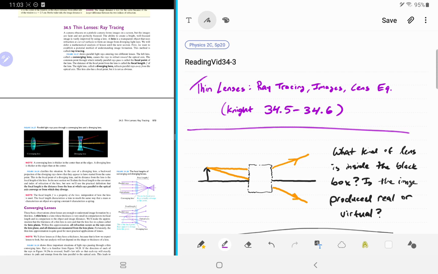Okay, so our problem today is qualitative. It has to do with this particular ray diagram. We're going to learn some rules for drawing these sorts of diagrams. But given that a light ray does this after it passes through something, we can say some information about the lens and what kind of image is produced. So we'll get back to this.